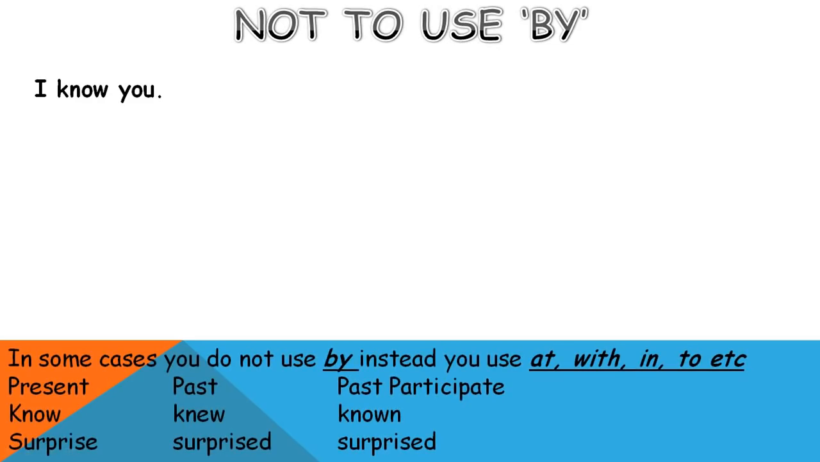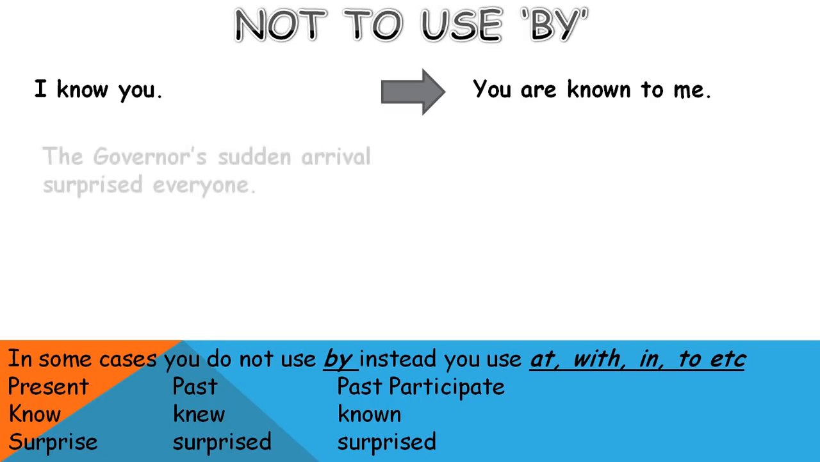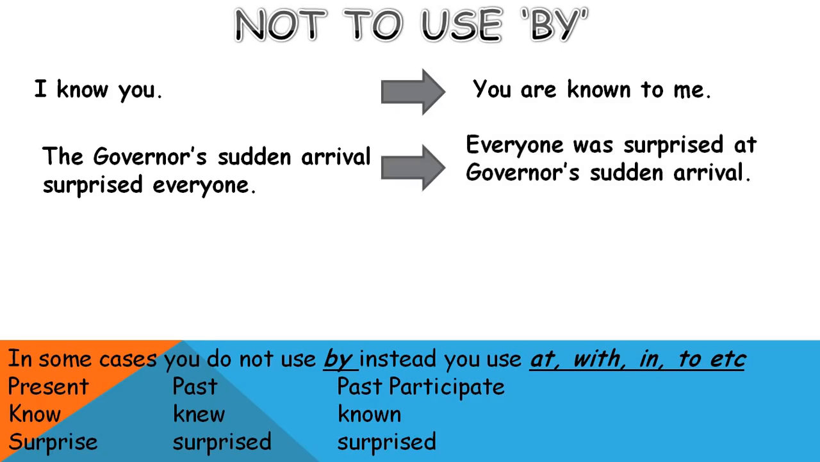I know you. So when you say it in passive voice, you will say you are known to me. You will not say you are known by me. So there are cases where instead of using by, you will use at, with, in, to, etc. The governor's sudden arrival surprised everyone. Everyone was surprised at the governor's sudden arrival.